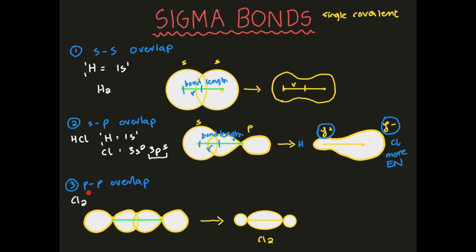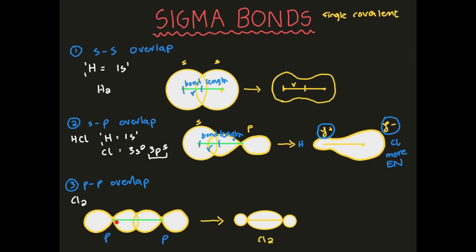The next thing that we're going to be talking about is going to be p-p orbital overlap. So we're going to be discussing Cl2, the chlorine molecule. In this case, again, the electronic configuration of chlorine shows that the valence orbital is going to be the p orbital. So for two chlorines to join together to form Cl2, the two p orbitals need to overlap. This is going to be the first p orbital, and this is going to be the second p orbital. And these two are going to overlap to give you this structure over here.